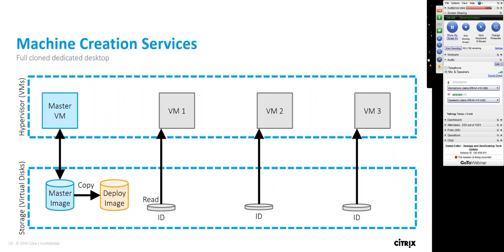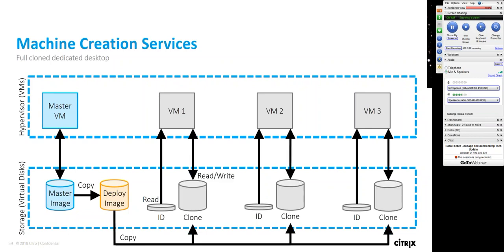Again, the architecture stays very similar, except instead of all these VMs reading from that copy of that deployed image, now every VM gets a full copy of the deployed image, and they read and write from that full clone. They still have an identity disk, and they each have their own full clone. So now I can easily take that VM and those two disks associated with it and move it anywhere. I can change storage, I can change hypervisor, I can change servers that they're running on. It becomes easier to move these types of dedicated desktops around than the previous thin provision desktops.